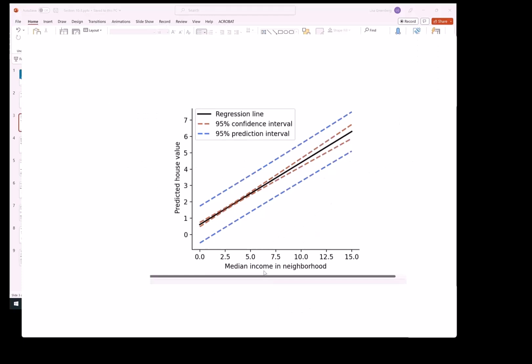The black line is the regression line. The confidence interval is small. We can be confident that the mean of a population parameter falls in a small area. For this example, median income in a neighborhood versus the predicted house value. If we're talking about one particular person, we can't take the mean of a person. We've got to give a much bigger interval because every person is different.